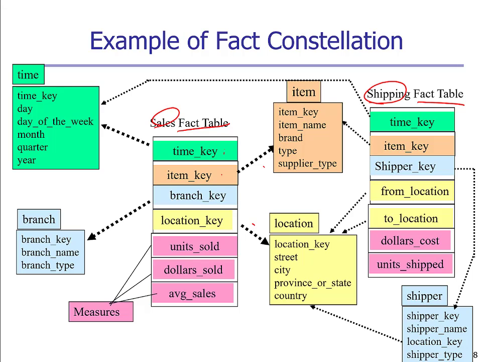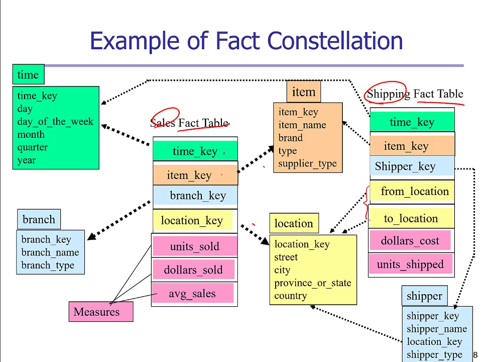Okay, and also here, this is a good example that for the fact table, there are two columns. One is from location and one is to location, where they can actually share one dimension table, as long as the dimensions and the range of the locations are the same, right? They can share the same dimension table, and this can be done in a star schema as well.